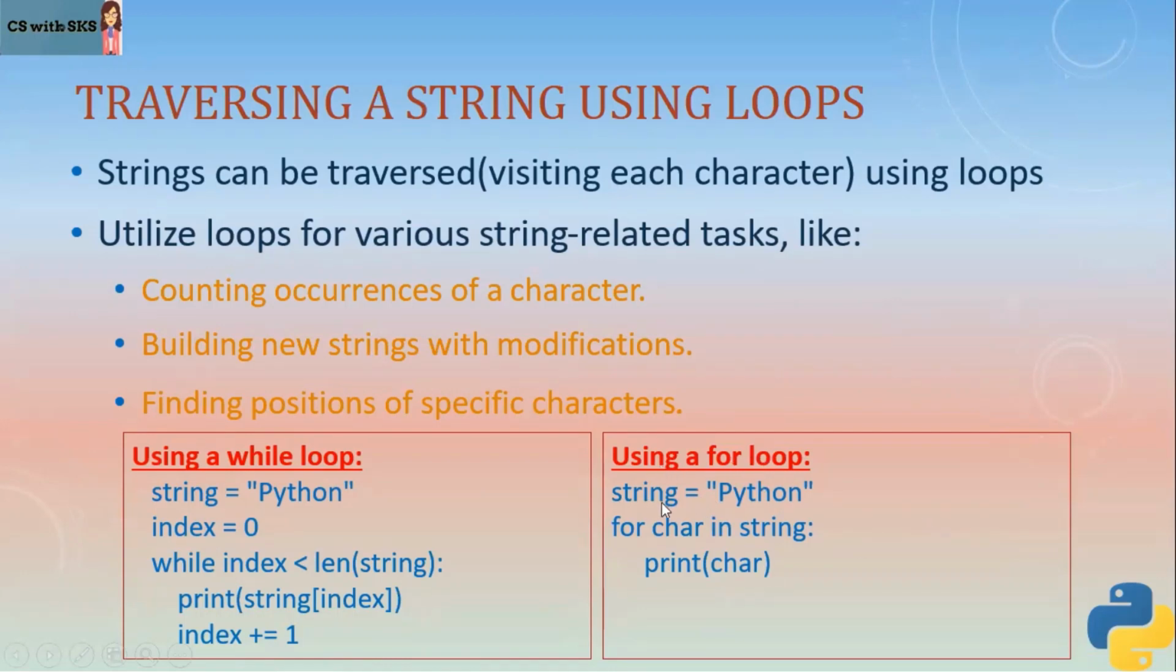Using for loop, you take the string and you just use the membership operator with any variable. You can use for char in string. String is Python here, and then print char. Simple.